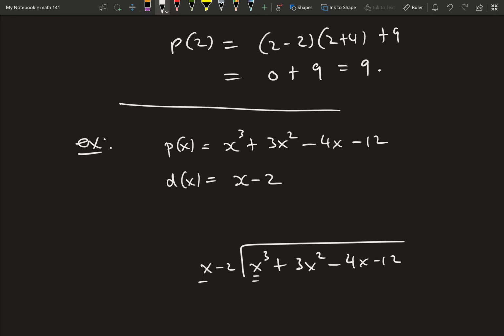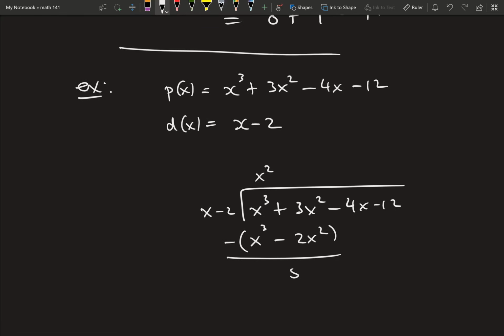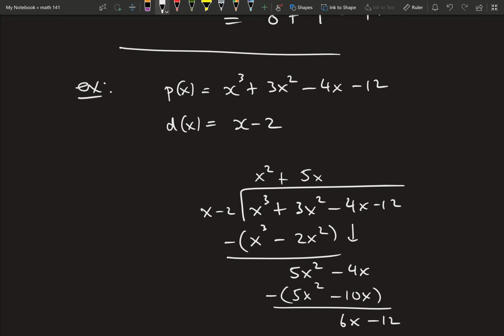Well, if you divide lead term by lead term, you get x squared here. So we have x cubed minus 2x squared. We subtract, we get 5x squared here. Let's drop down the next term, we get minus 4x. So here we get plus 5x. So we have 5x squared minus 10x. Subtract, we end up with 6x minus 12.